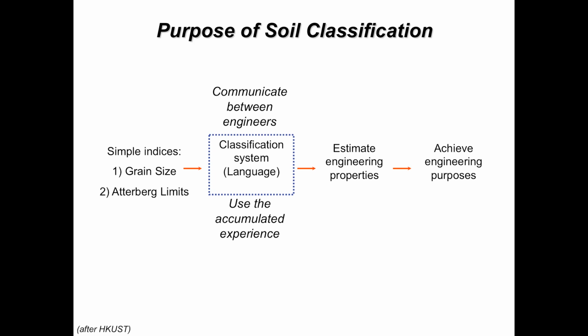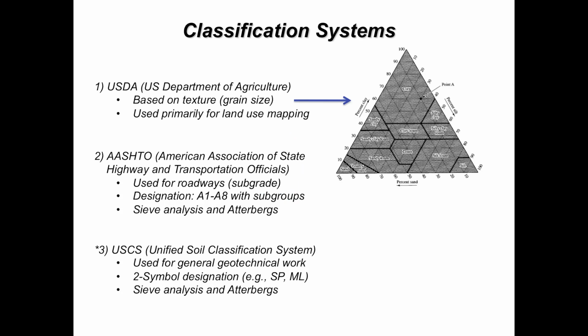But we can use soil classification as a starting point to anticipate a range of engineering properties that we might actually measure. There are a number of different classification systems, of course, and so I'm summarizing 3 of them here. This textural triangle here in the upper right is really the basis of the USDA classification system, based on grain size: percent clay, percent silt, percent sand.